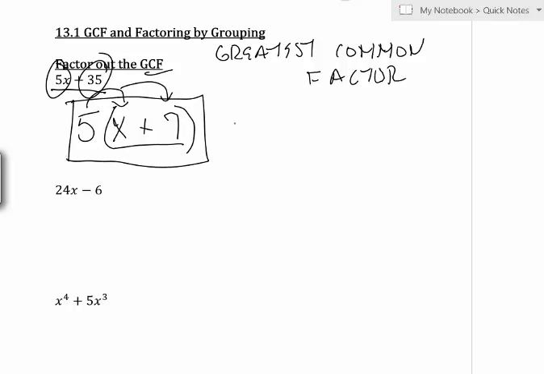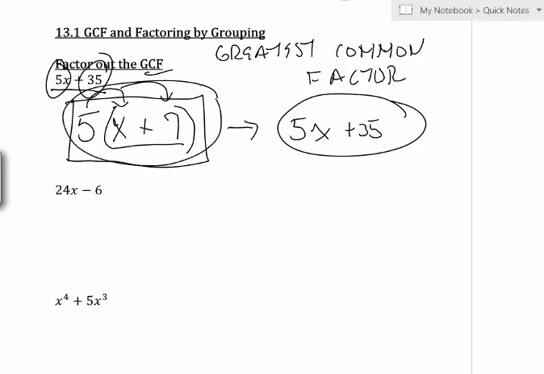Again, just to illustrate what I mean, if I multiply that out, that gives me 5x plus 35. So I'm really looking at this as my answer because when I multiply that 5, that's what I get. Okay, so let's do the same thing with this second problem here.